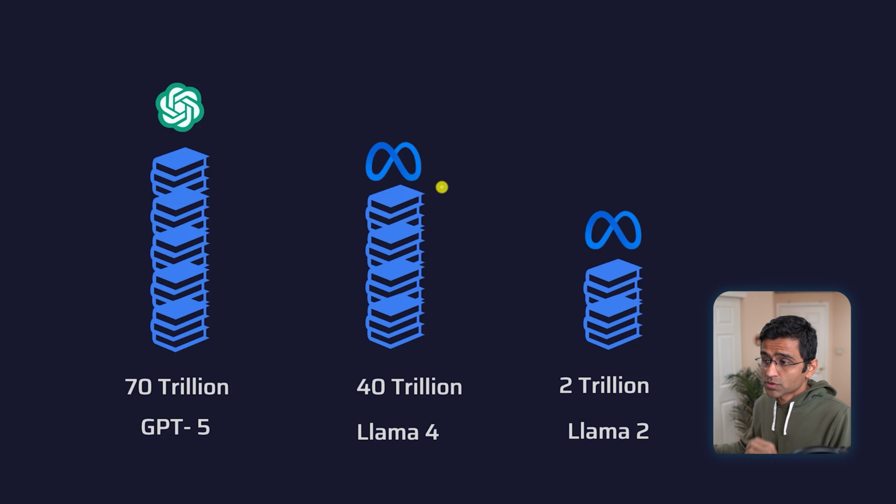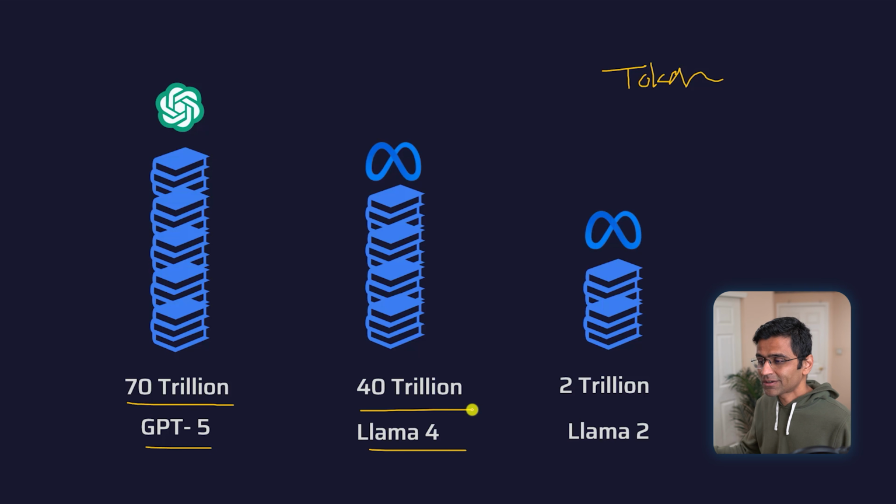This diagram shows the tokens which are used to train all these models. Look at GPT-5, 70 trillion tokens. Llama 4, 40 trillion tokens. They use this humongous data set to train the model so that they achieve even higher capabilities.